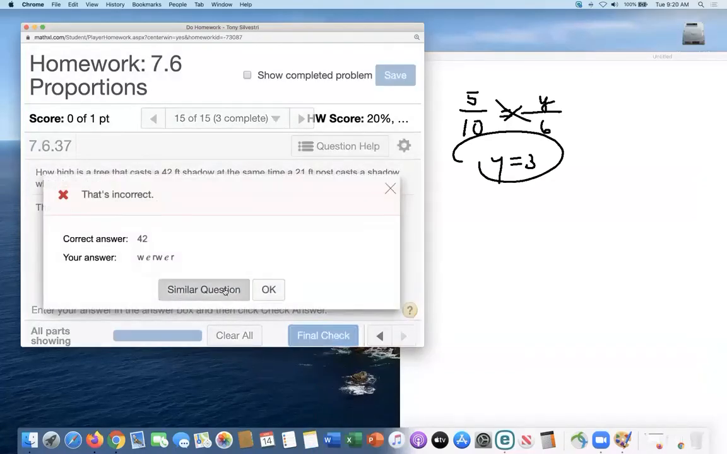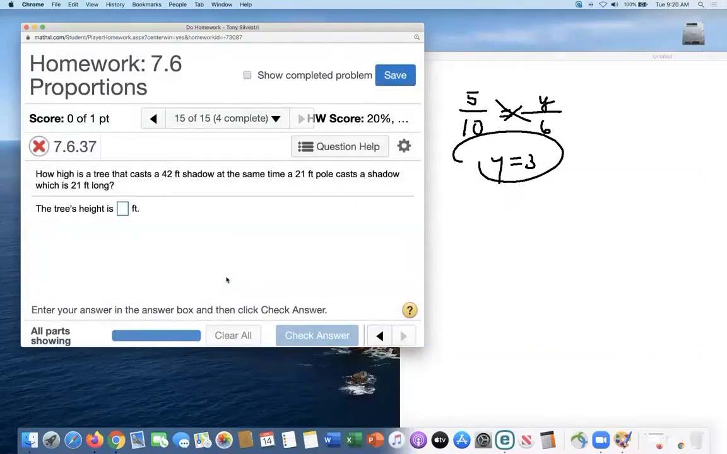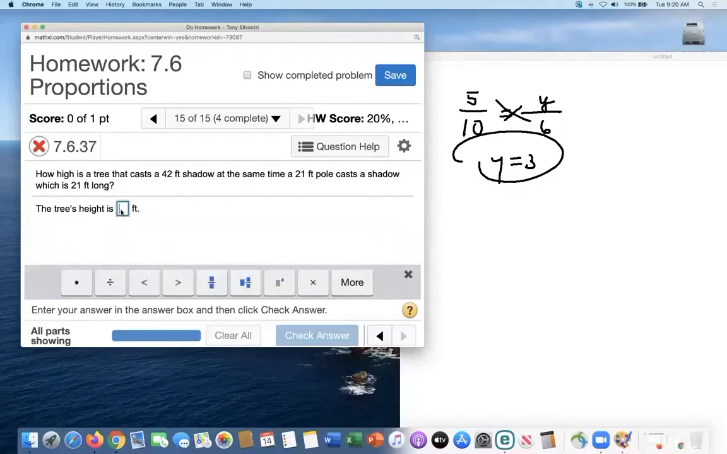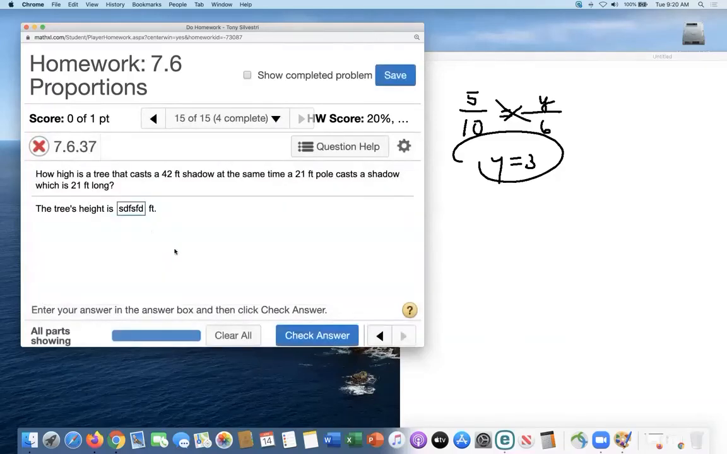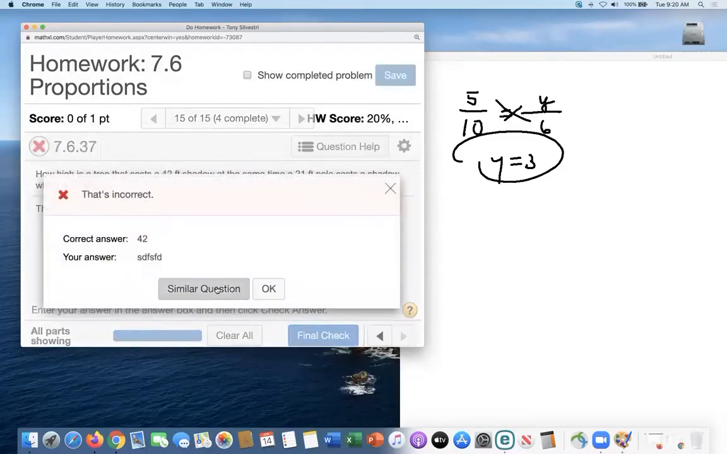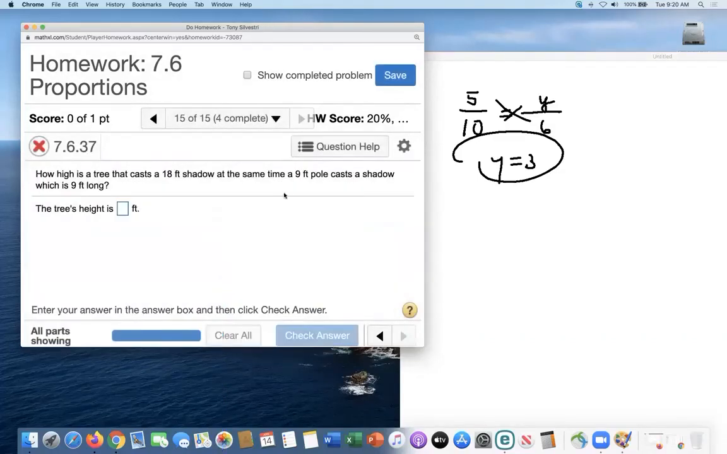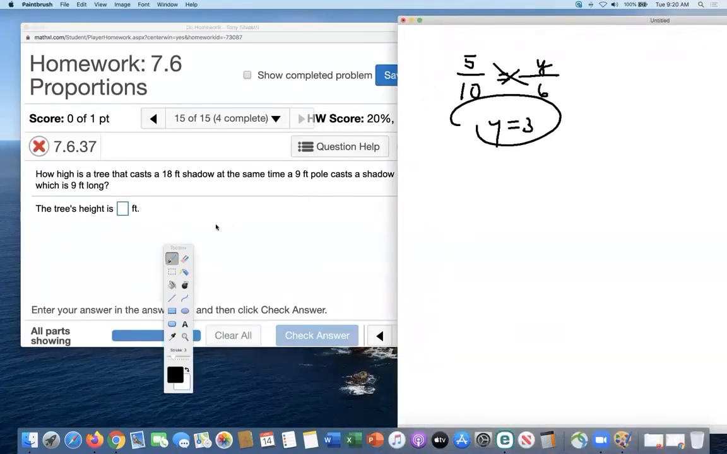Final check. Okay, give me a similar question. Jeez, it's still going to be 42 anyway. Yeah, I want a better answer than this. Similar question. Okay, there it is. How high is a tree that casts an 18-foot shadow at the same time a 9-foot pole casts a? Oh, it's still the same thing. Yeah, it's going to be 18 now. That's really not a good question. I don't know who wrote these things.